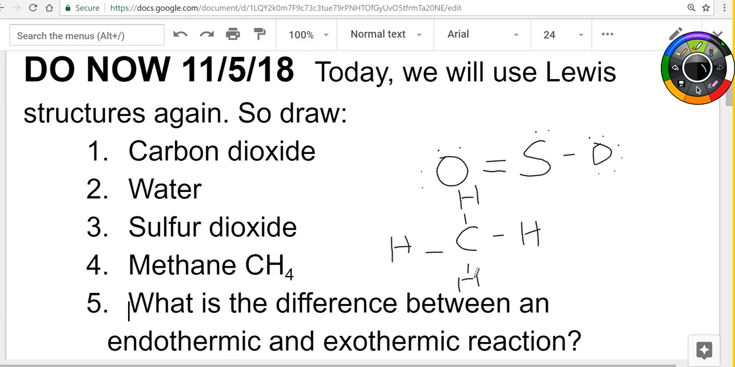How you feeling? It's good. The difference between endothermic and exothermic. Can you tell me the difference between endothermic and exothermic, please? Cora. Yeah, so that's pretty accurate. But endothermic reactions require energy to occur. Exothermic reactions release energy when they occur. Okay? So that's the thing.